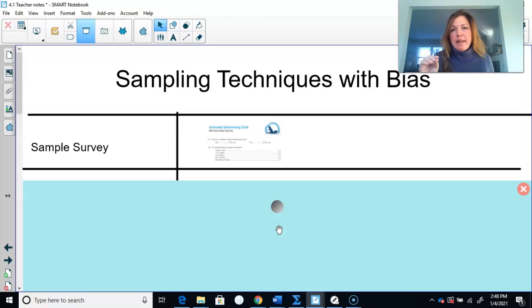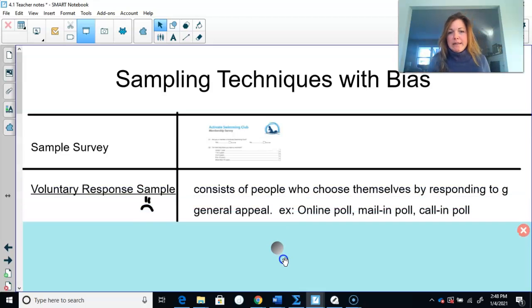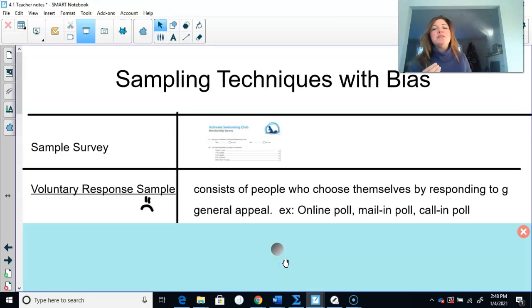But sample surveys like that online can be biased. Why? Well, it's a voluntary response sample. It consists of people who choose themselves by responding to a general appeal. That online poll, I may go on ESPN to check a score because I do like sports, but I don't know sports well enough to care about who's the best wide receiver. I maybe just want to see how the Vikings did, okay? How the Timberwolves did, whatever. But again, I'm not going to necessarily vote on who's the best wide receiver because I don't care one way or another. Right?